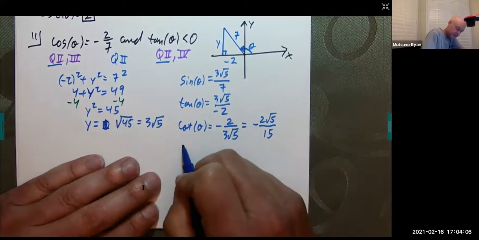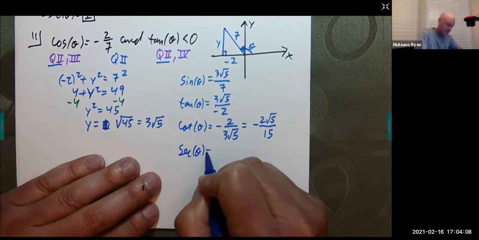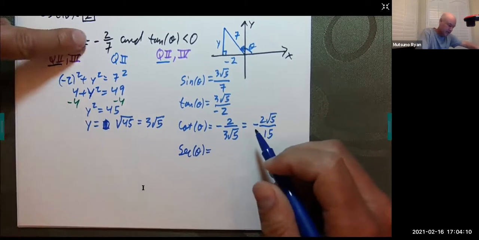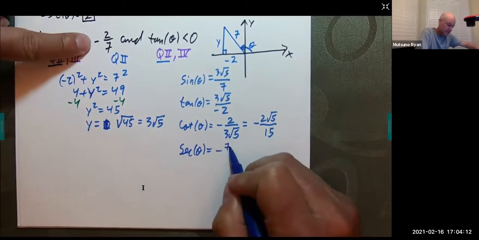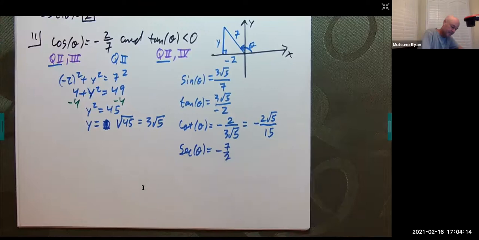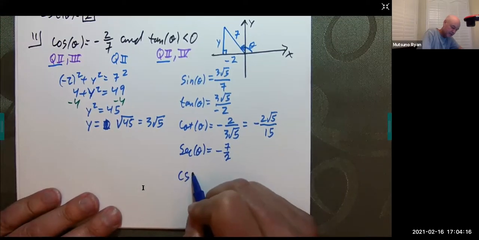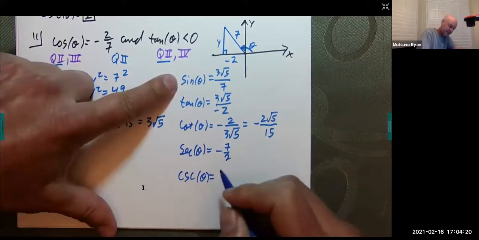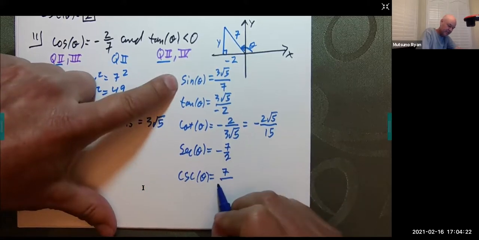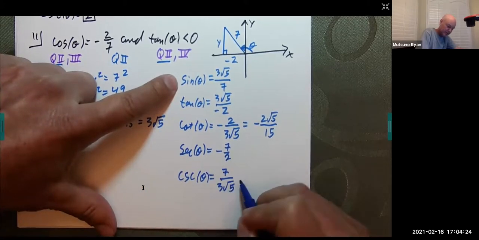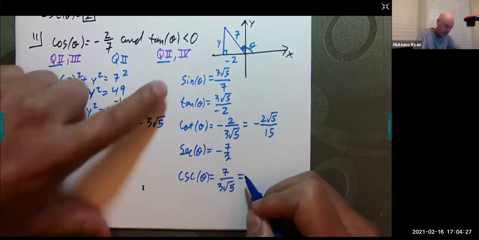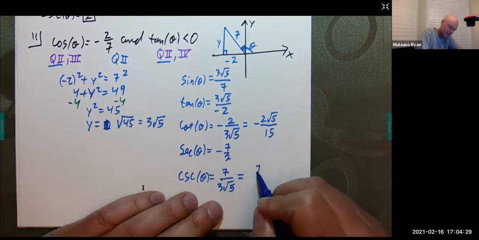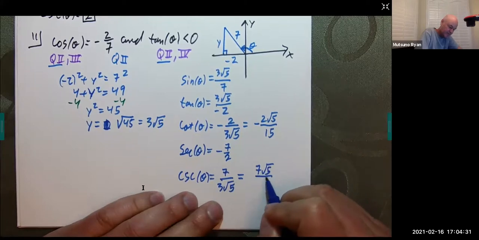Secant of theta is going to be the reciprocal of cosine. That's going to be negative 7 over 2. And cosecant of theta is the reciprocal of sine, positive 7 over 3 root 5. And if we wanted to simplify or rationalize that, it would be 7 root 5 over 15.